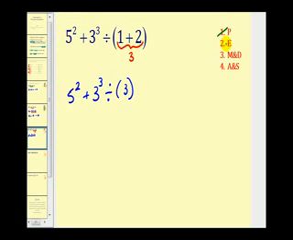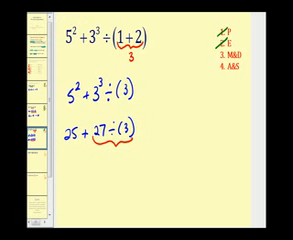Step 2, we simplify our exponents. So here we have 5 squared, that will be 5 times 5 or 25, plus 3 to the third, which would be 3 times 3 times 3, which would be 27. So now we're done with our exponents. And the next step is to multiply and divide from left to right. So again, we need to perform this division before we try to add. So we'll have 25 plus 27 divided by 3 is 9. And then finally 25 plus 9 is equal to 34.